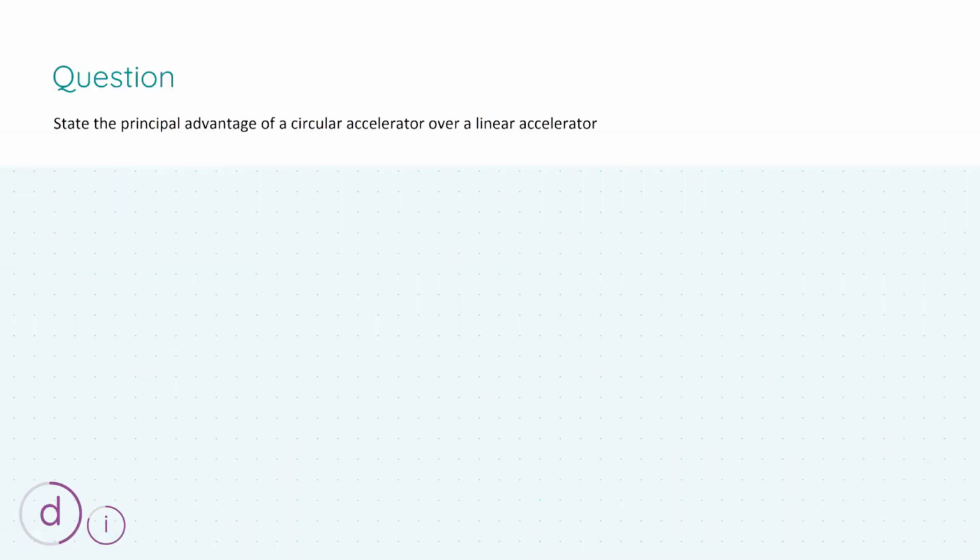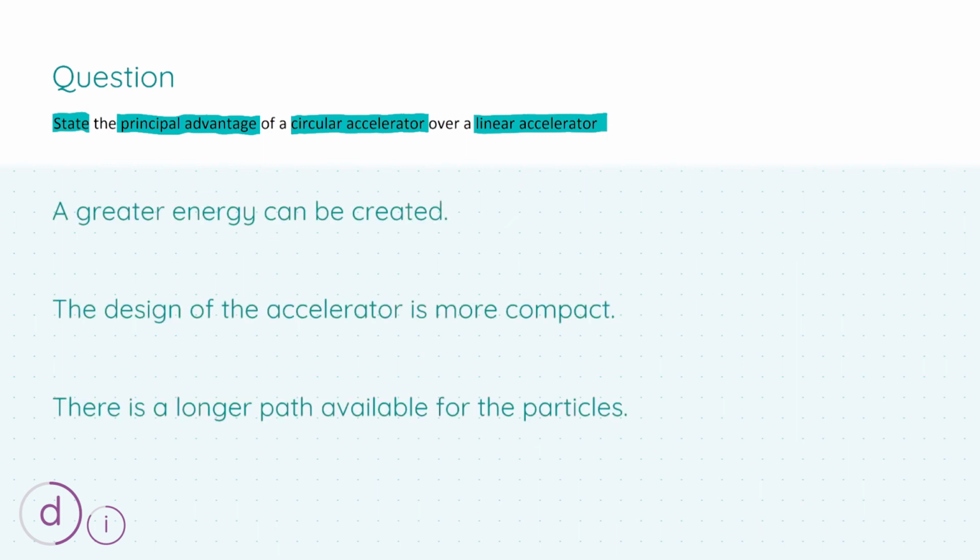And for the final part of this question, we have to state the principal advantage of a circular accelerator over a linear accelerator. And there are 3 ways you can express this principal advantage. The first one I have is a greater energy can be created. The second one, the design of the accelerator is more compact. And the third, there is a longer path available for the particles. Looking at the second option, the design of the accelerator is more compact.